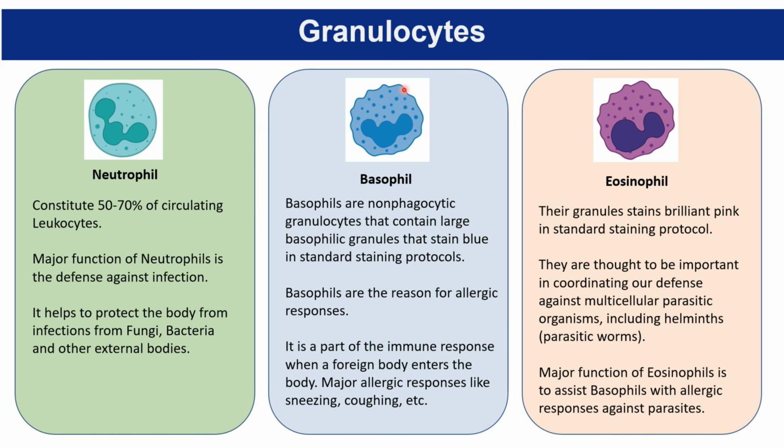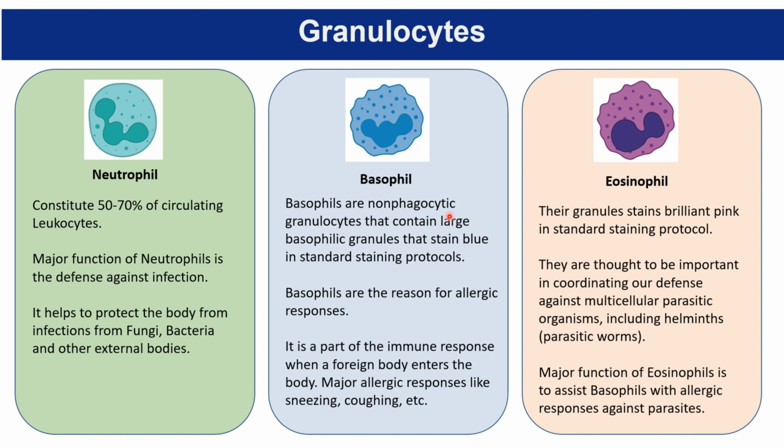Now coming to the granulocytes, as mentioned, there are three types. Neutrophils constitute about 50 to 70% of the total circulating leukocytes we find in the blood. Their major function is defense against infection. It helps to protect the body from infectious agents.